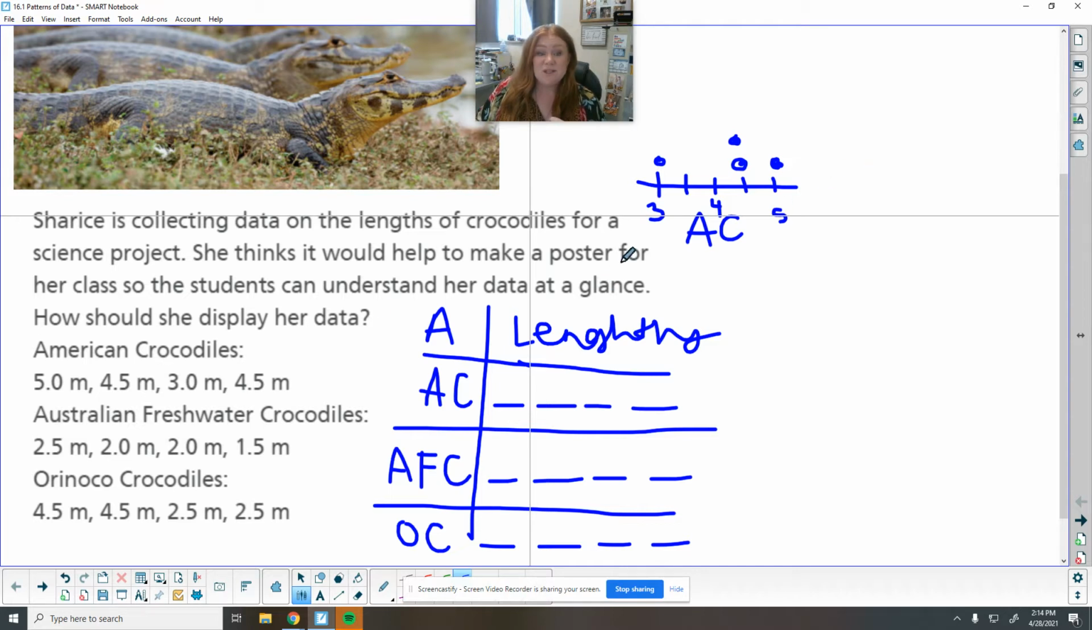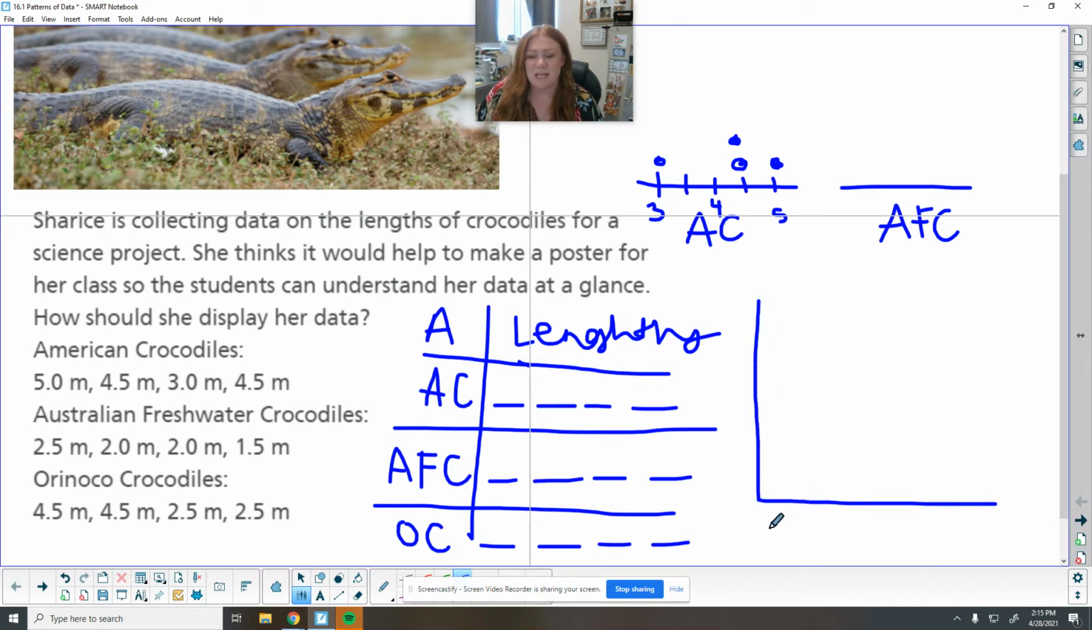Then I couldn't just put these Australian freshwater crocodiles on the same chart because these are the American ones. I'd have to make a separate dot plot for the Australian freshwater crocodiles with its different measurements, right? I can also see one really good way. Well, I didn't come up with this idea, people have been using bar charts. So I could show different ones, going up in increments of 0.5. I just feel like I have a really good idea.